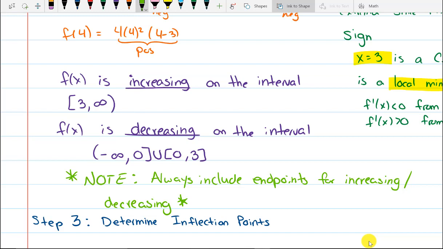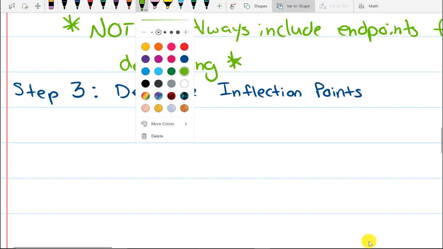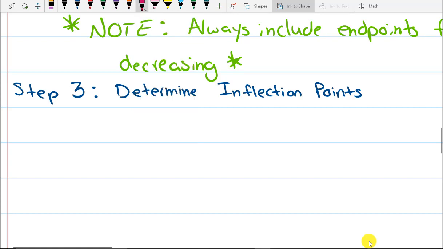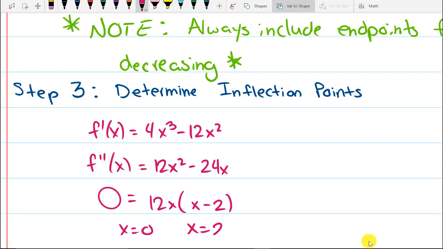Now for step 3. Step 3 is pretty easy. Step 3 is to determine the inflection points. So let's go ahead and do that. Let's do it in a fun color. So if f prime of x is equal to 4x cubed minus 12x squared, to determine an inflection point, we take the second derivative, which would be 12x squared minus 24x, and set that equal to 0. You get 12x times (x minus 2), so x is 0 and x is 2. Easy. Those are our inflection points.